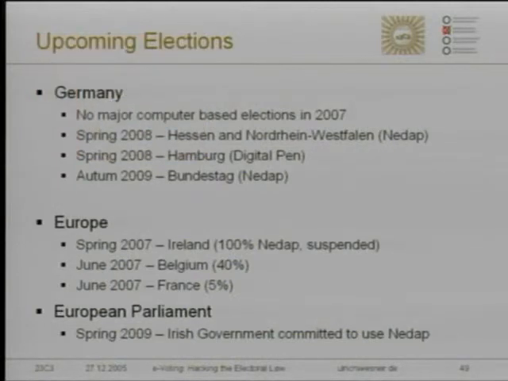What elections are coming next in Germany? There's no major computer-based elections in 2007. There might be some elections of mayors, regional elections, nothing major. In spring 2008, there's quite some elections coming up.